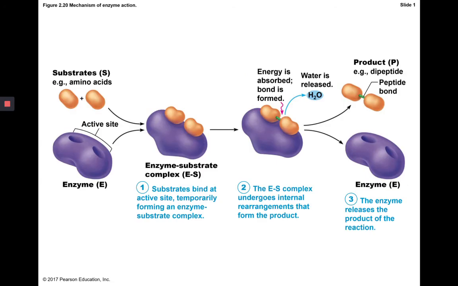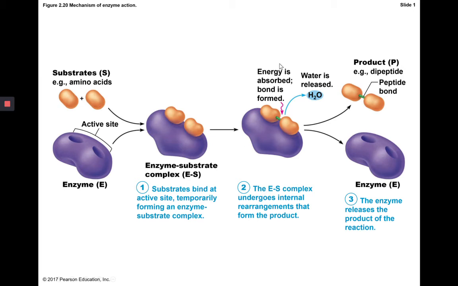Here's a picture of an enzyme that's working. So we have in purple our enzyme. In orange, we have our substrates. These are amino acids, but this is just what the enzyme is going to bind to. They are going to bind at the active sites. So substrates bind to the active sites of enzymes. So when the enzyme and substrates come together, we form the enzyme-substrate complex, or the ES complex.